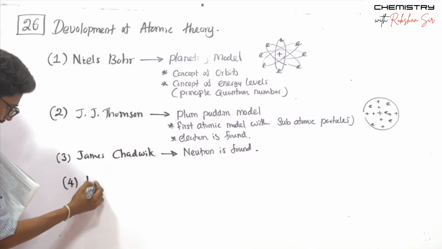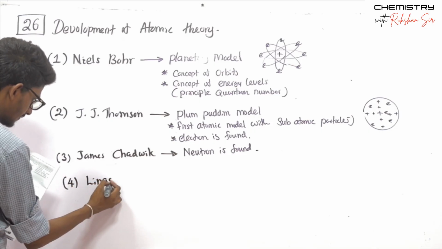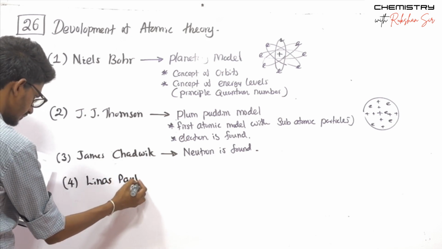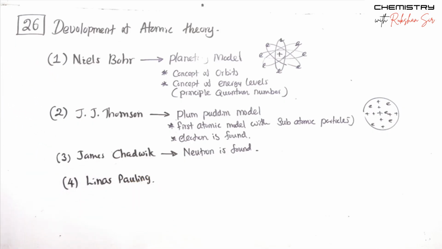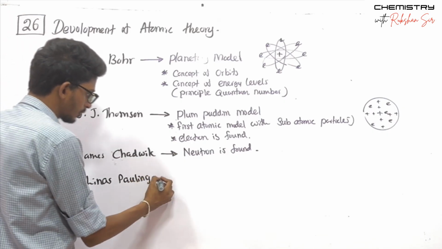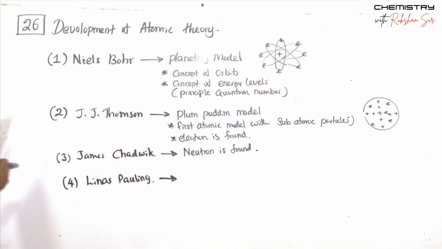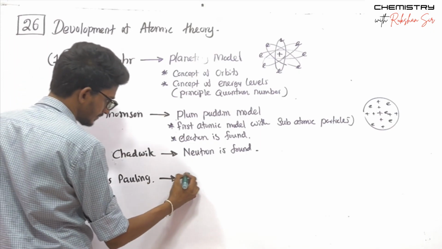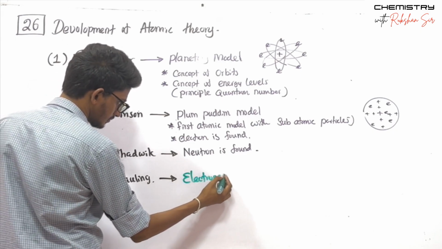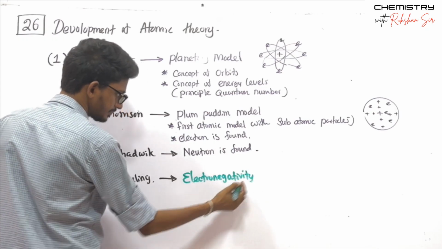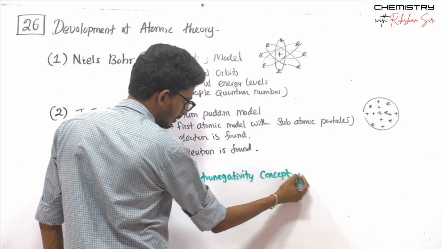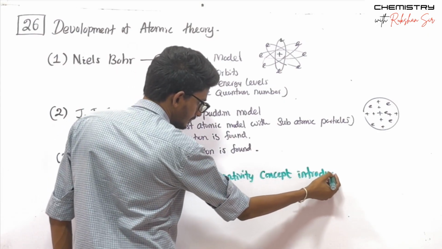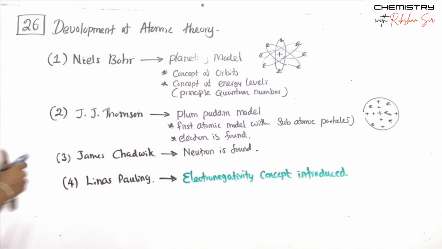Linus Pauling. We haven't discussed Linus Pauling yet. Actually, he was a scientist who put forward the electronegativity concept. That is not related to the atomic theory. Nothing to do with the atomic theory there. So that should be the answer: Linus Pauling.